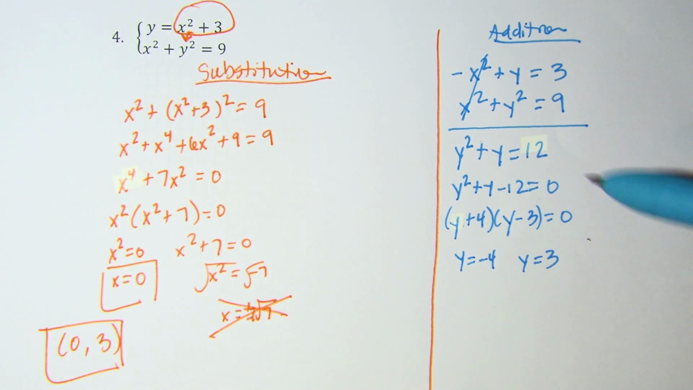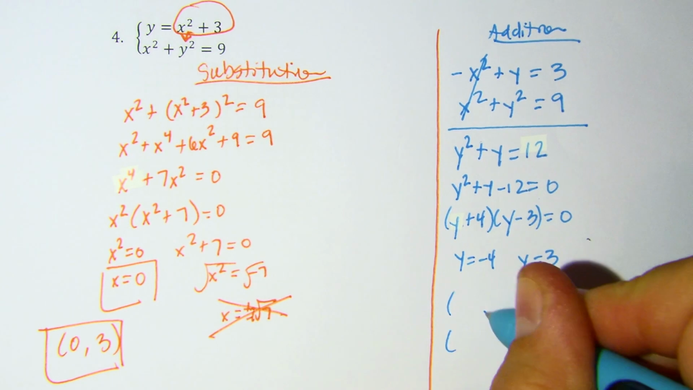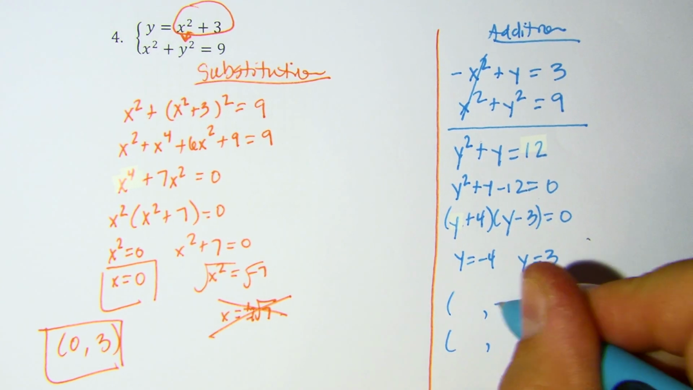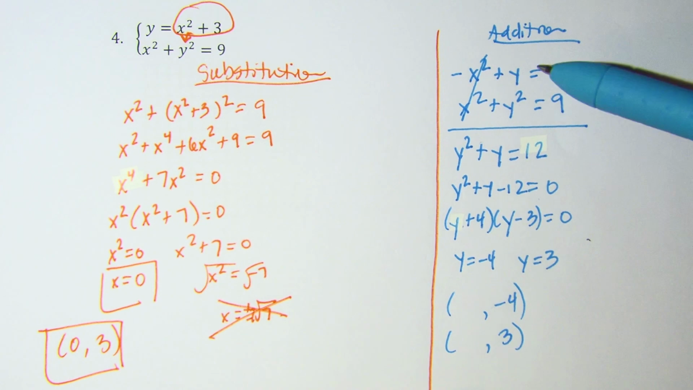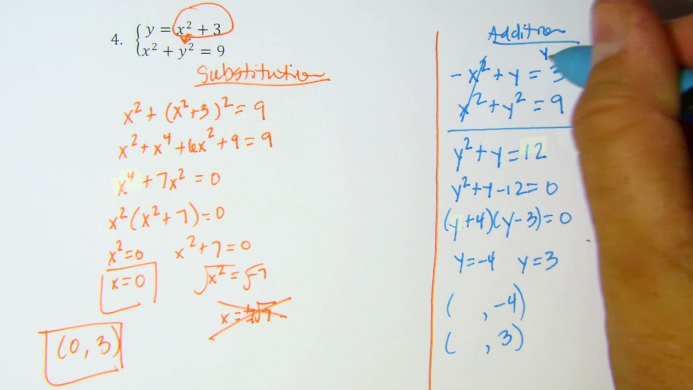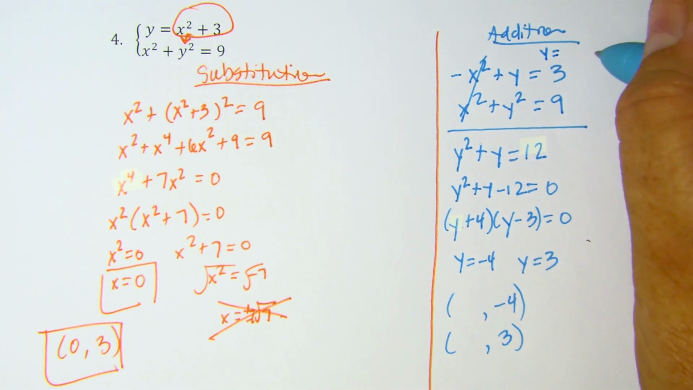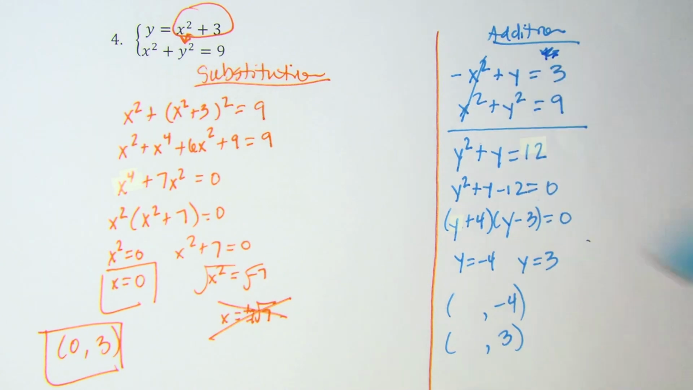Well, from here we can go ahead and plug in to find our matching x values. So negative 4 and 3. And I can plug it into either one. I'm going to go ahead and plug into what was the top equation. So this was y equals... actually, since we used that one with the other one, let's use the bottom one. I'll use x squared plus y squared equals 9.